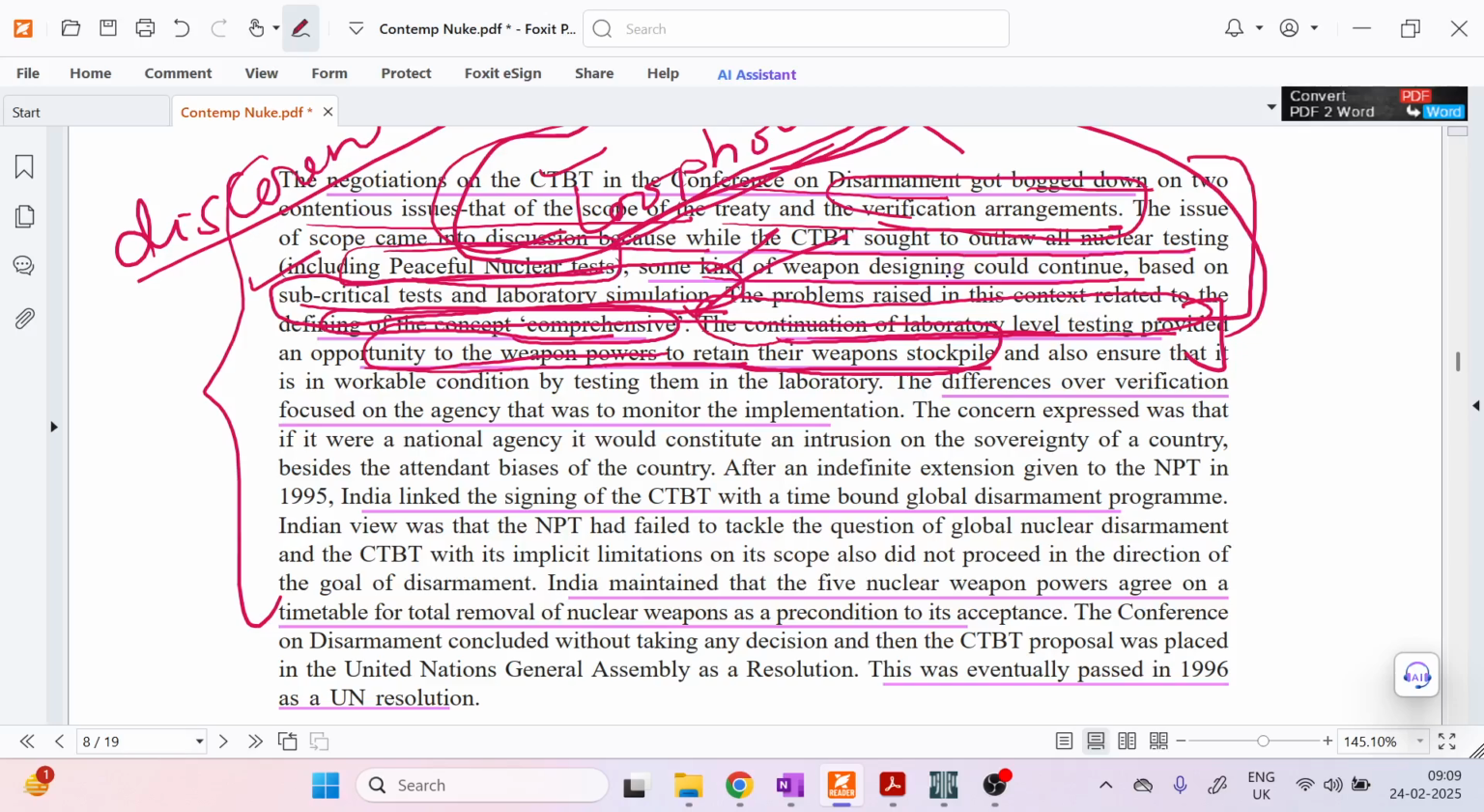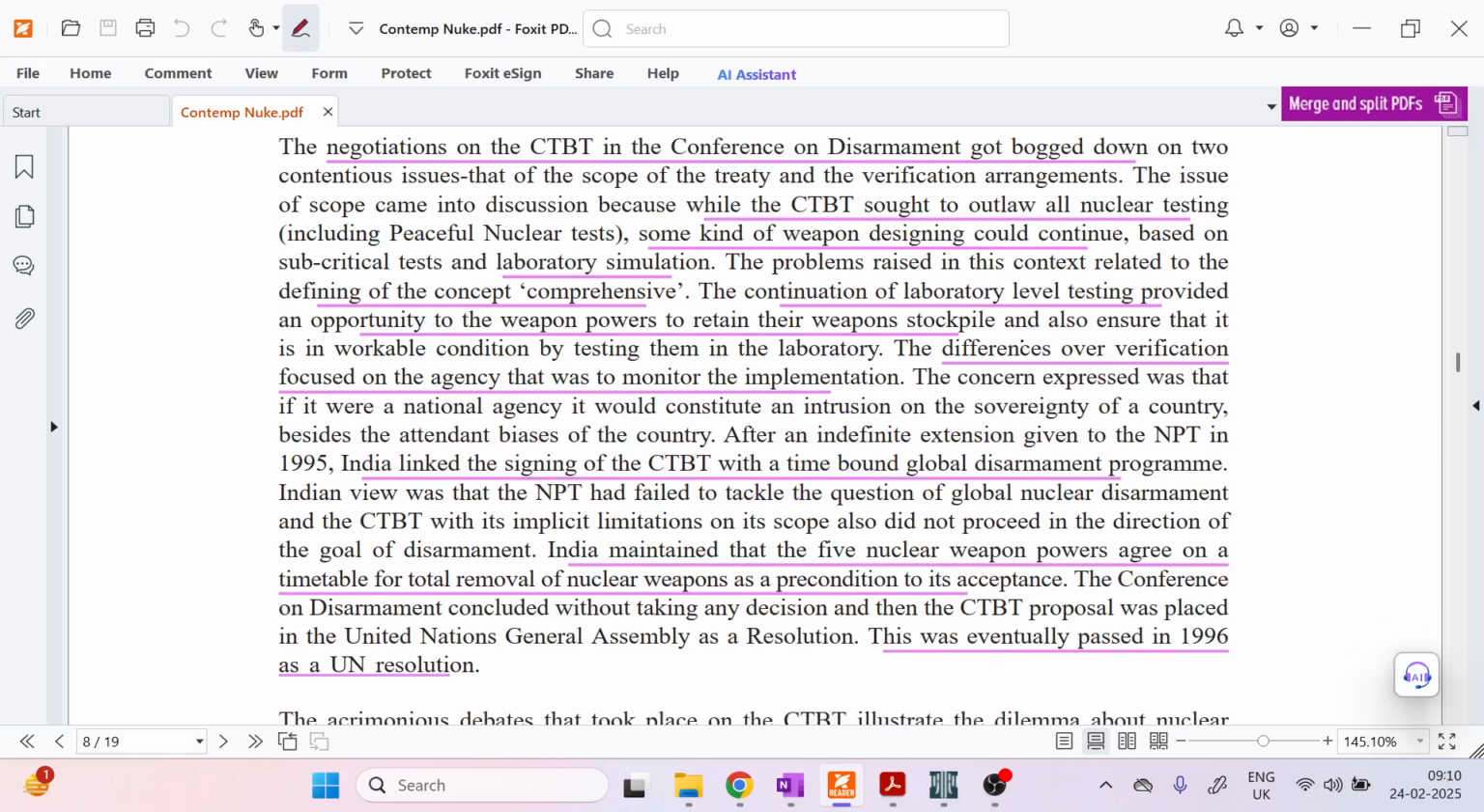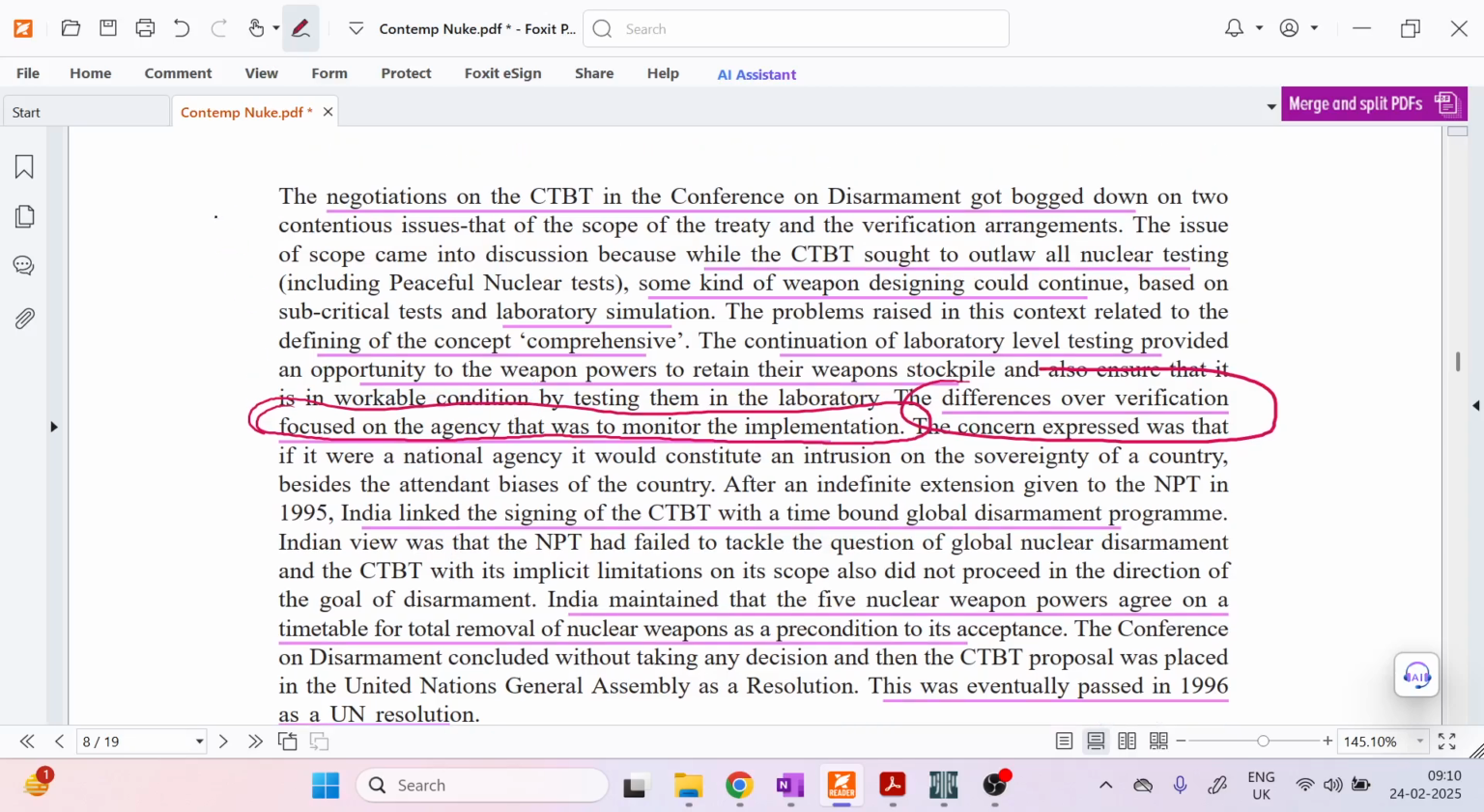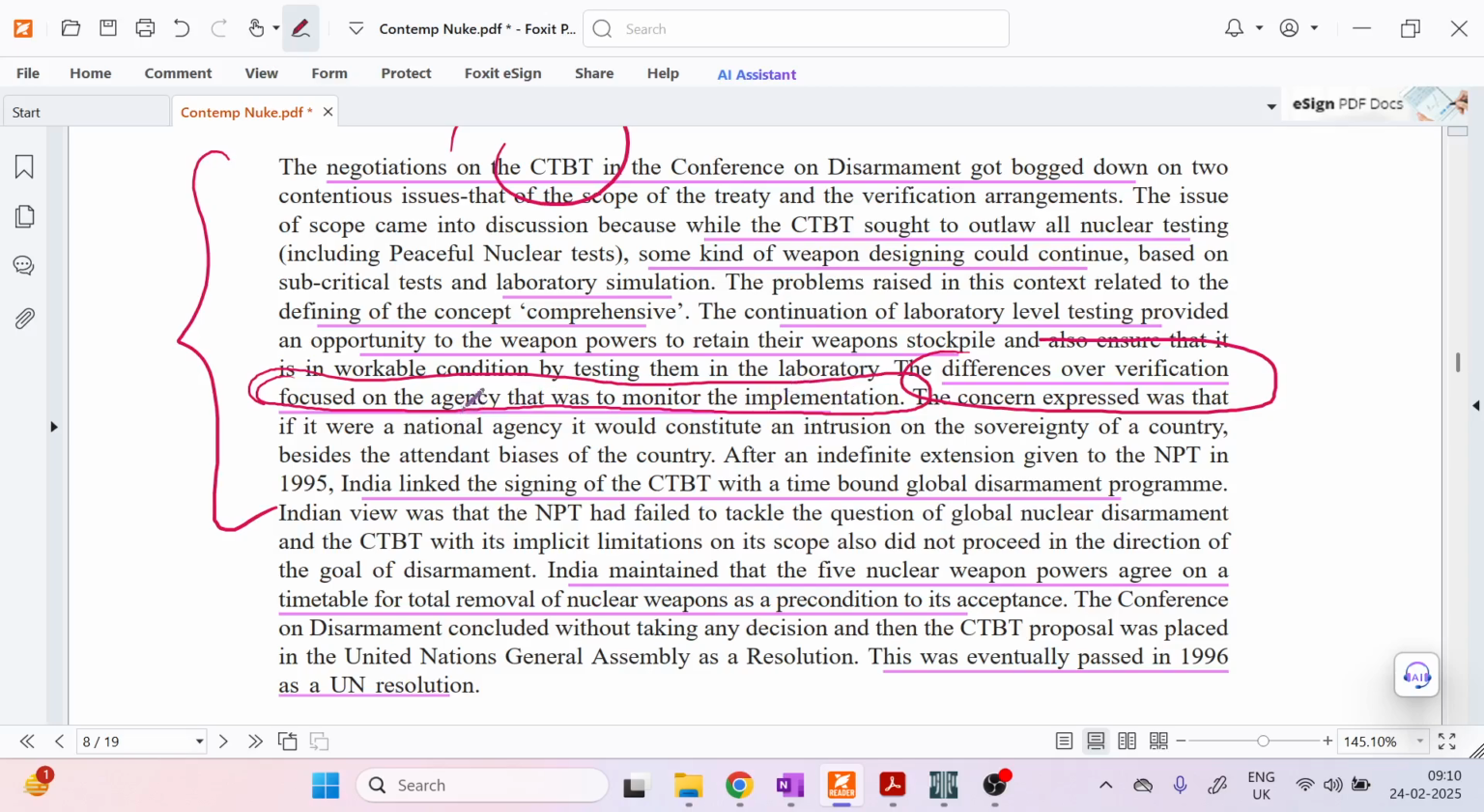Then there were the verification arrangements, which formed the second class of objections. So the second objection was verification, focused on the agency that was to monitor the implementation, because merely signing the agreements of this treaty is not going to outlaw all nuclear testing. There is a need for an agency which would monitor if the terms and conditions of this treaty are being implemented. So here the objection was about the nature of the agency that is going to monitor this implementation.